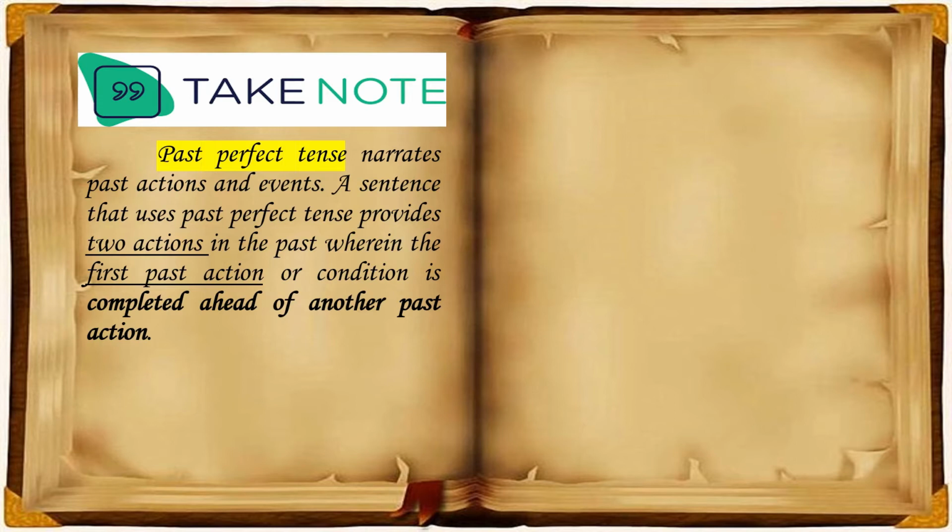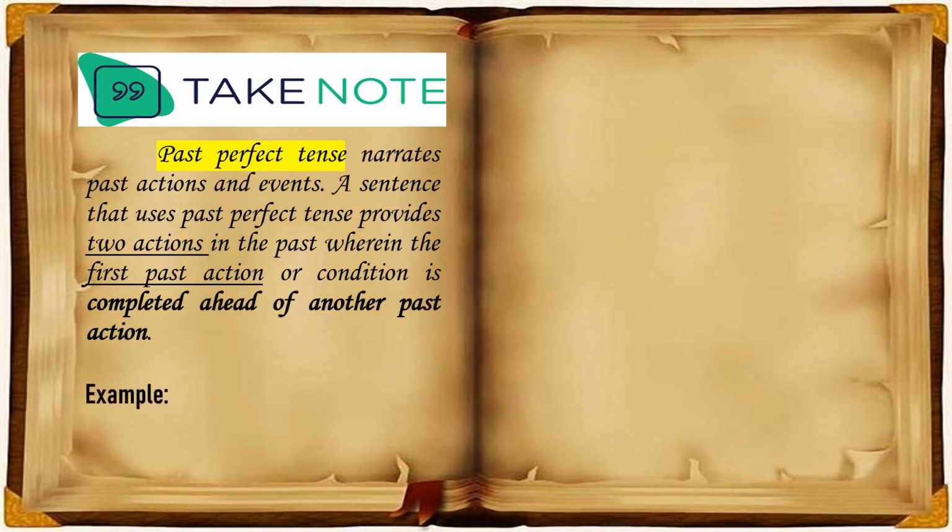Past perfect tense narrates past actions and events. A sentence that uses past perfect tense provides two actions in the past, wherein the first past action or condition is completed ahead of another past action. Now, all you need to remember is that both past tense and past perfect tense happened in the past. However, the verb in past perfect tense happened and finished earlier before another action in the past.